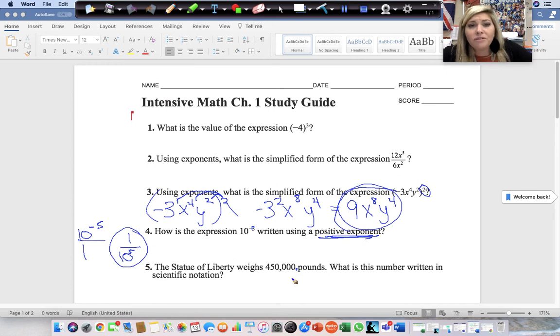And then you have to move that decimal until there's just one number to the left of that decimal. So, we're moving it 1, 2, 3, 4, and 5. So now we have 4.5 times 10 to the 5th power because I moved that decimal 5 times.